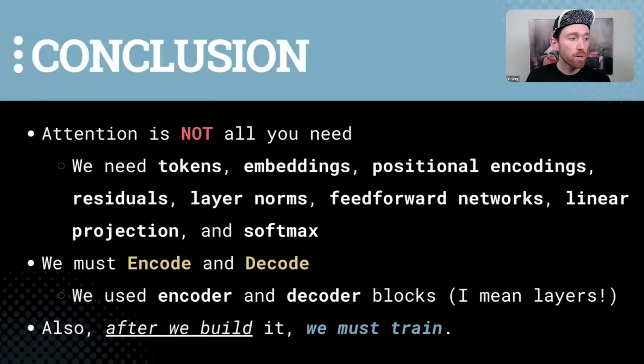Okay, that is it. What did we learn today? Well, we learned about the transformer. There's a lot of stuff going on, and really, attention is not all you need. We need all this stuff: tokens, embeddings, positional encodings, residuals, layer norms, feed-forward networks, linear projection. We need softmax. We need to encode and decode. We need layers, blocks, and stacks. And after we build it, we must train. There's a lot that goes into this.